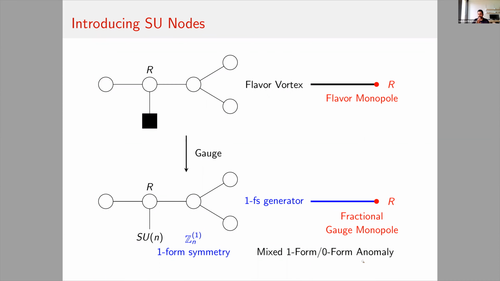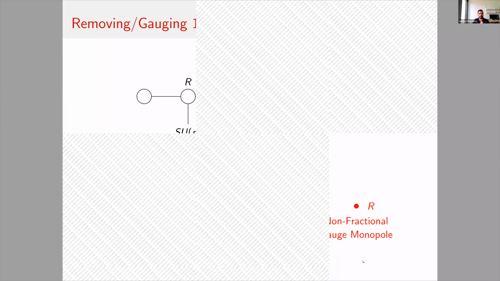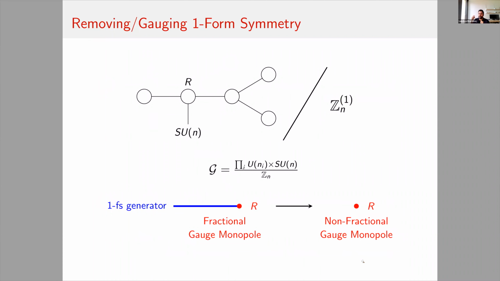Okay, so this is just some theoretical manipulation so far. But now let's take one extra step. Let's now gauge this one-form symmetry. This is usually known in the literature as removing the Z_N center, that I want to mod out the Z_N center. And the gauge group is then the product of all of these unitary groups times the special unitary group, modulo the diagonal Z_N.